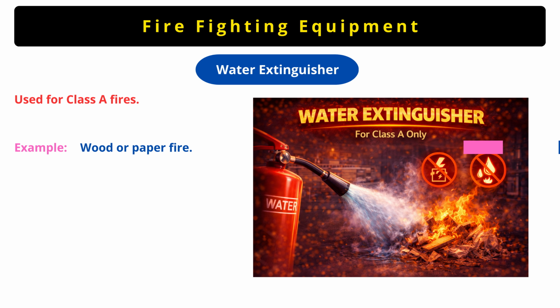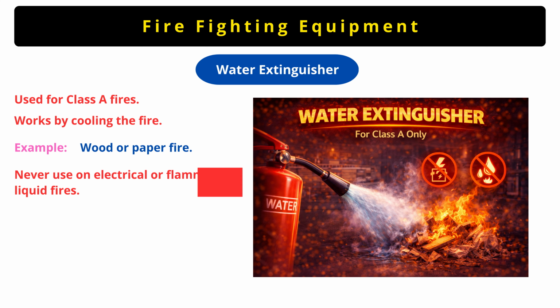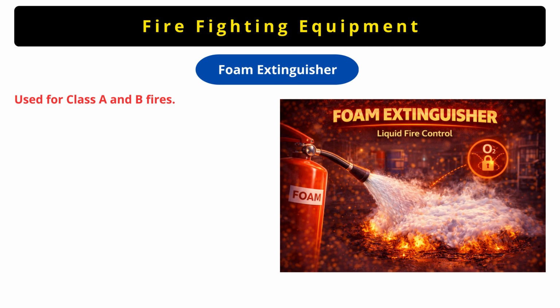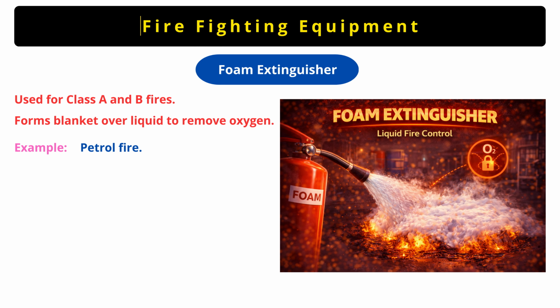Water extinguisher is used for class A fires such as wood and paper, and works by cooling the fire. Never use it on electrical or flammable liquid fires. The second one is foam fire extinguishers, which are used for class A and class B fires. They form a blanket over the liquid and remove oxygen, suitable for petrol fires.